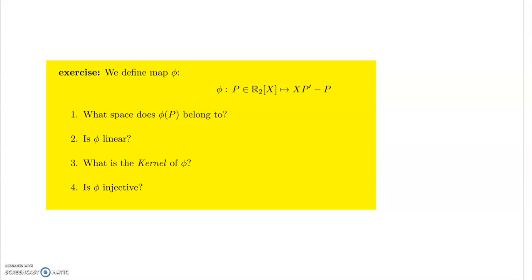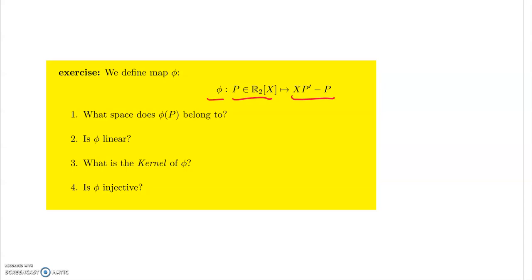Hello, so we're going to do that exercise about this map. It does sum up a lot of the concepts we are talking about in this lesson. So we've got this map called phi that takes a polynomial of degree at most 2 and gives you the polynomial defined by x times p prime minus p.